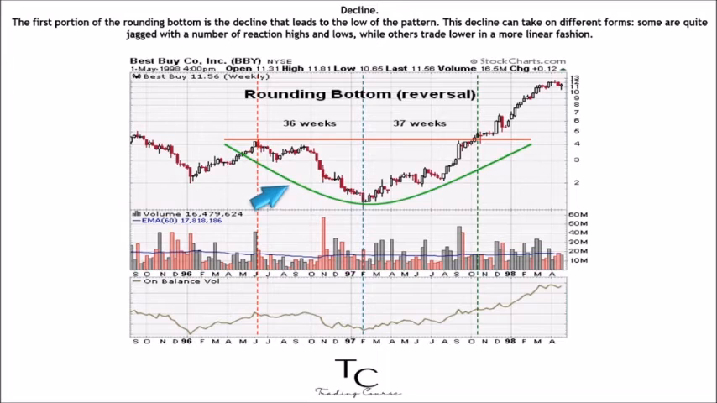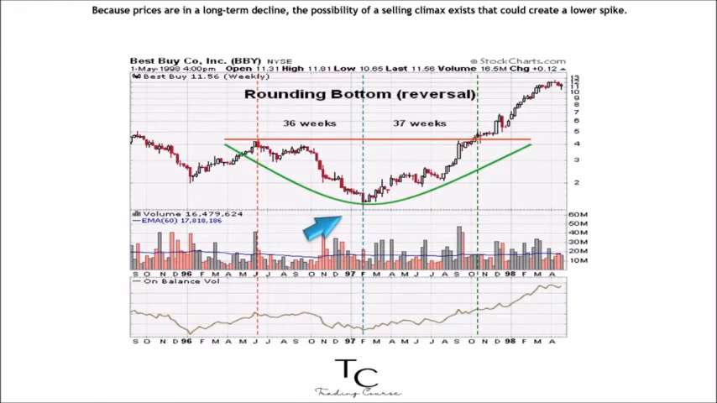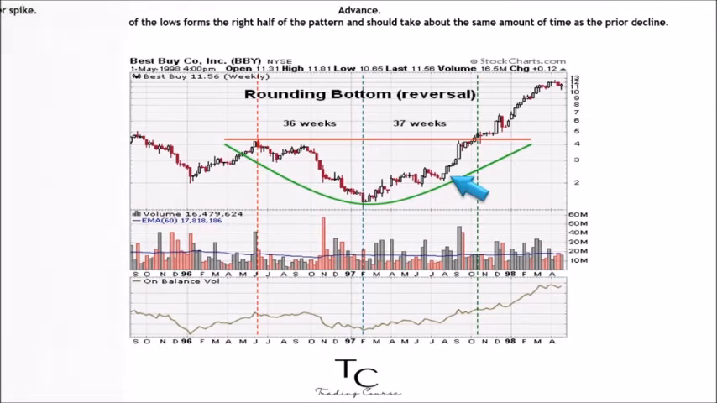Decline. The first portion of the rounding bottom is the decline that leads to the low of the pattern. This decline can take on different forms. Some are quite jagged with a number of reaction highs and lows, while others trade lower in a more linear fashion. Low. The low of the rounding bottom can resemble a V bottom, but should not be too sharp and should take a few weeks to form. Because prices are in a long-term decline, the possibility of a selling climax exists that could create a lower spike.